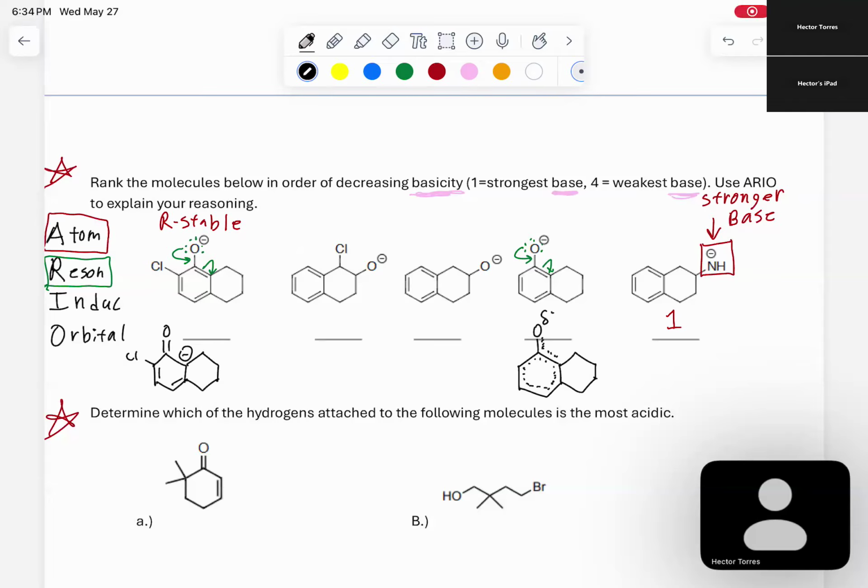I'll put the partial negatives on here. I know there's one there, and I know there's one there because I saw it over here. Then if I drew out the rest of them, I should be able to see a negative charge here and a negative charge right here. So we can see both of those are resonance stabilized. Let's put that in green.